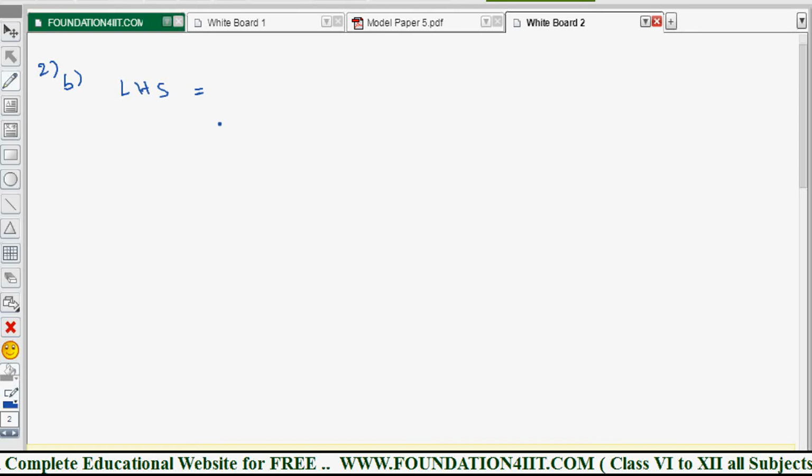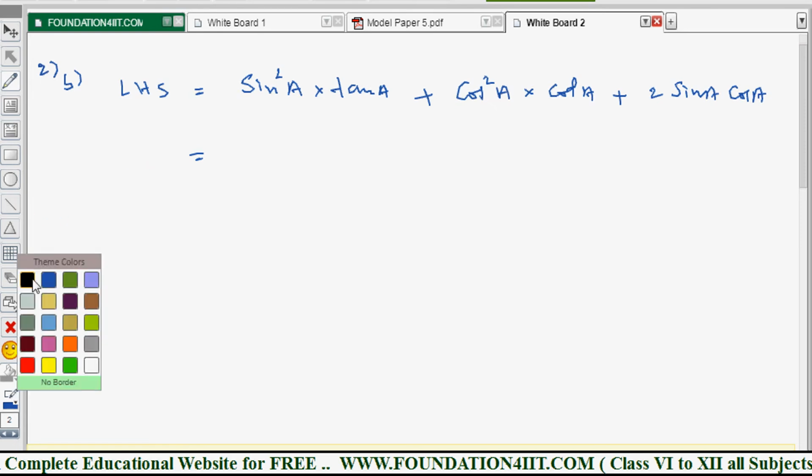Left hand side of this equation is sin square a into tan a, plus cos square a into cot a, plus 2 sin a and cos a. So whenever you have a problem like this, you can write sin square a as 1 minus cos square a, because we need to take tan plus cot as common. So I am taking this step.